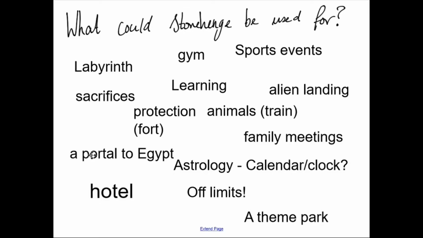Now these are some of the ideas that we came up with as a whole class. These are from each group for what Stonehenge could be used for. So some of the ideas would have been a labyrinth, like a maze, a gym, sports events, somewhere to learn, like a school maybe, an alien landing strip, family meetings. And then some of the crazy but really interesting ones that are really good to write about would be a portal to Egypt, a hotel, a theme park. All of these are amazing ideas that you could be writing about.